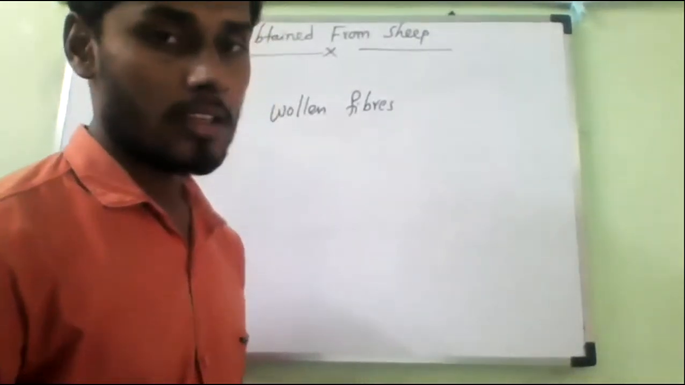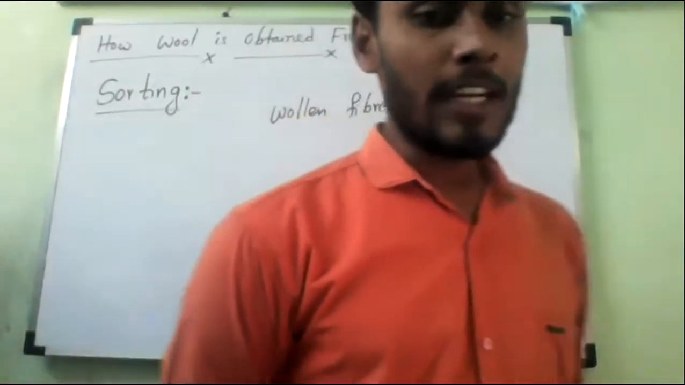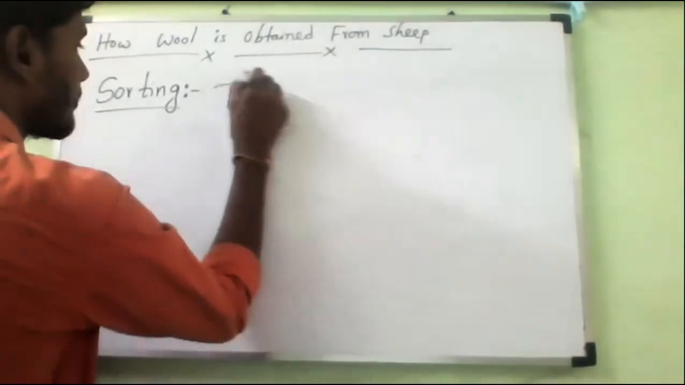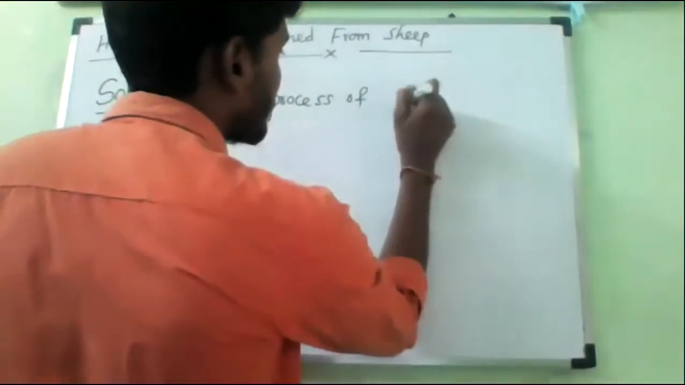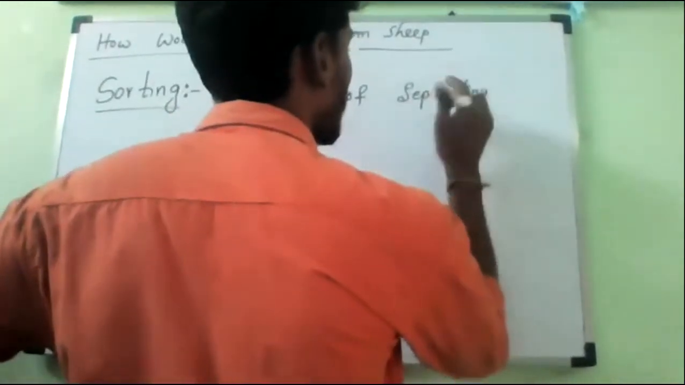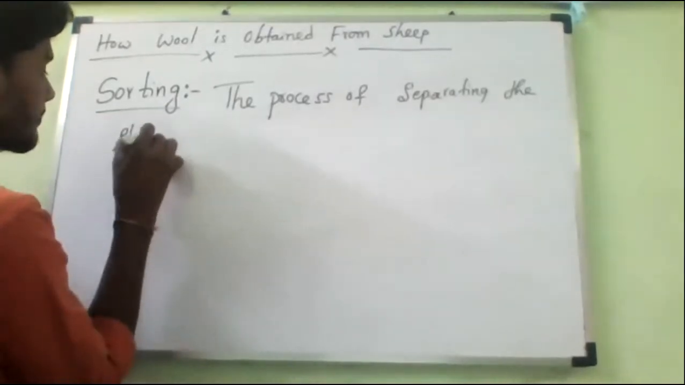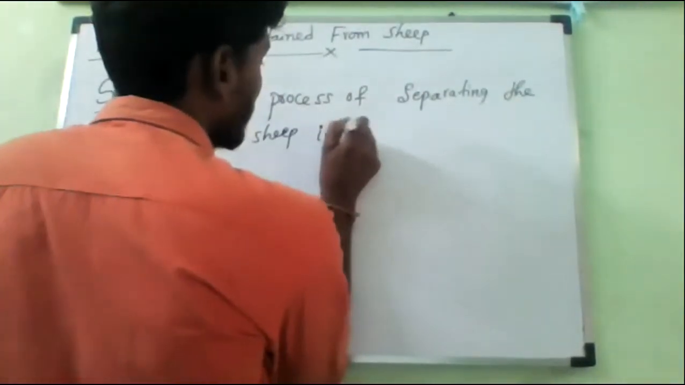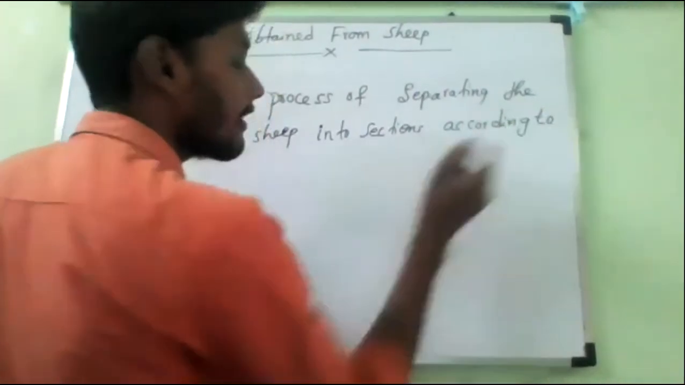What is sorting? The process of separating the fleece of a sheep into sections according to the quality of woolen fibers. Understanding.